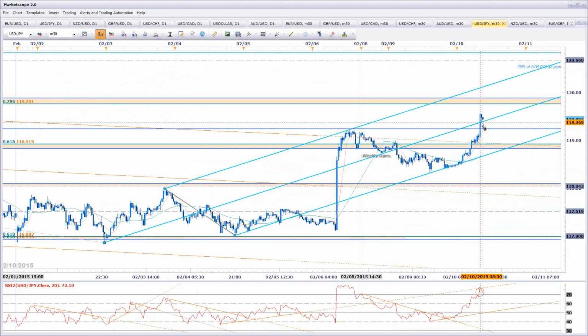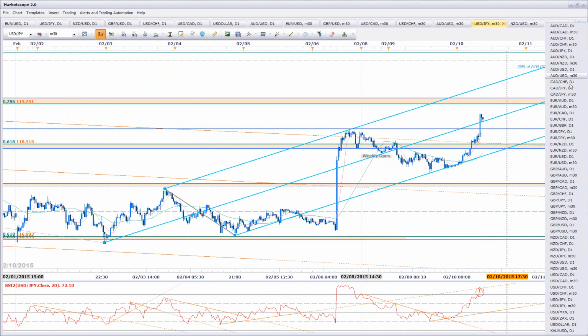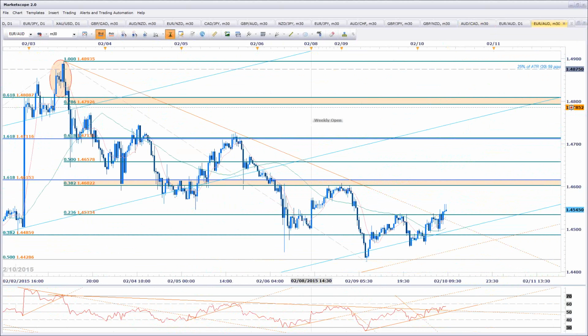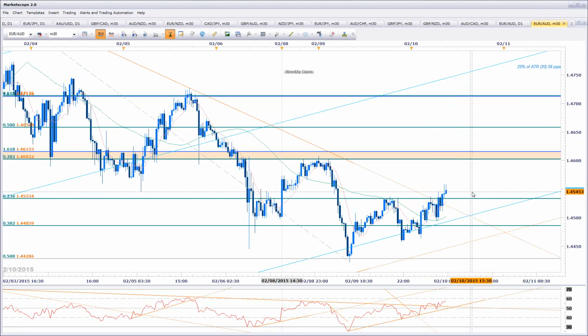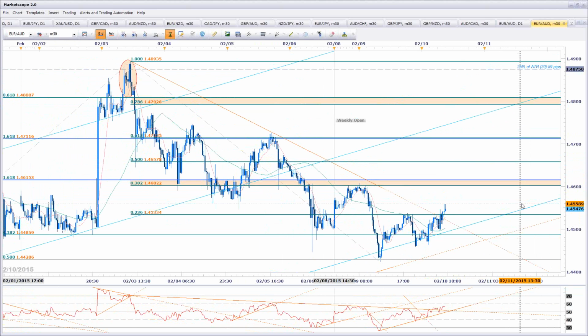Okay, watch that median line near term. And euro Oz. Still looking for a move into the opening range high here.